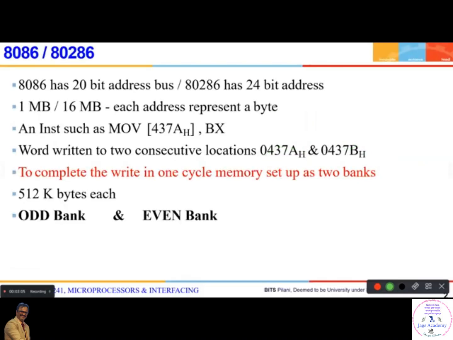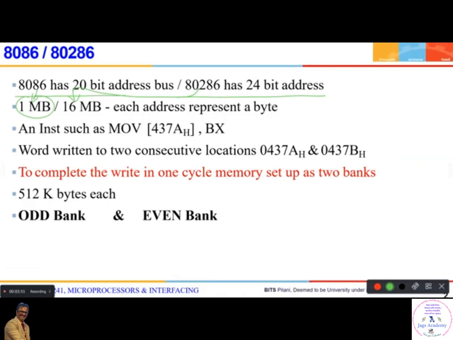A few basic things you're also supposed to know. What are those basic things? 8086 has a 20-bit address bus. 80286 has a 24-bit address bus. Now, can you tell me how much memory the 8086 microprocessor can address? 1 megabyte. How much memory can your 80286 interface? 16 MB. How does 16 MB come? 2 to the power of 24.